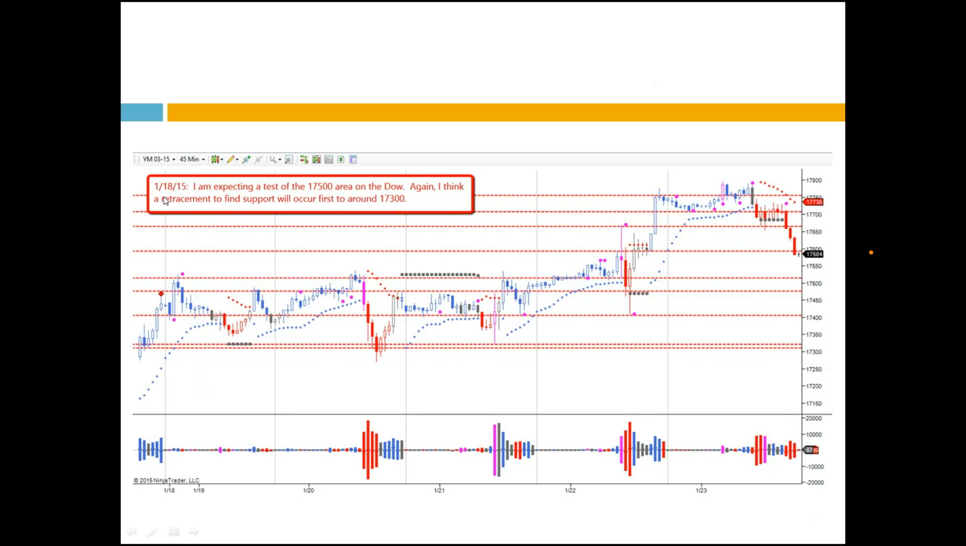Okay, on the Dow, I'm expecting a test of 17,500 area on the Dow. Again, I think a retracement to find support will occur first to around 17,300. So this is the little diamond shape. It actually came down to about 17,350. Then it tested the ATR here, went back up, took out the 17,500 area. As you can see, this pattern held all week long.